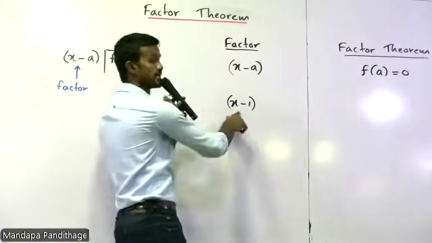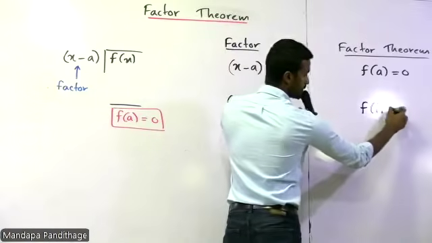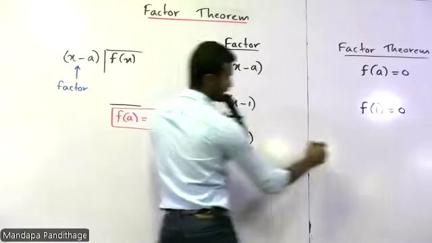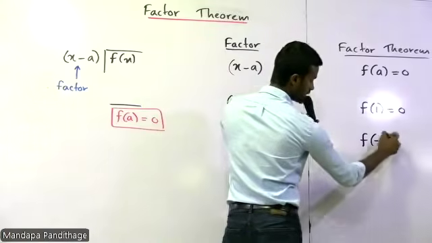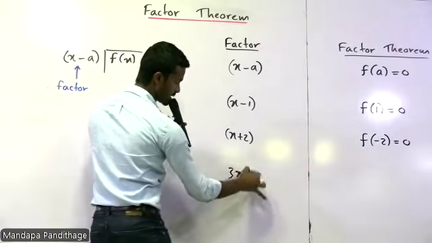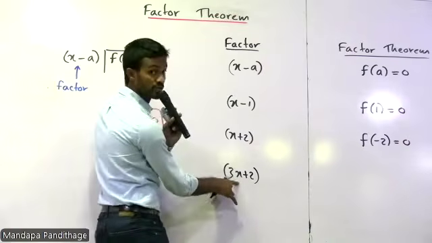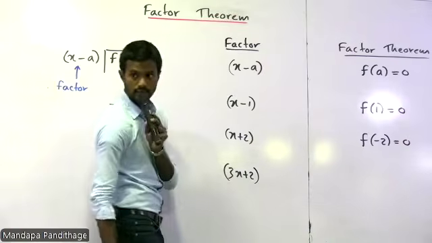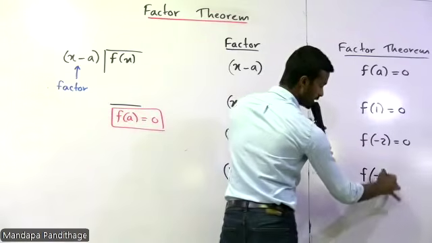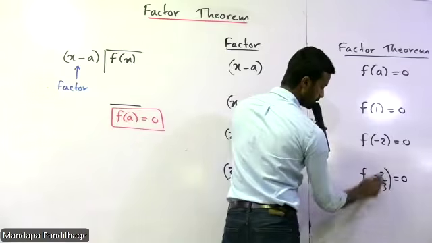If x minus 1 is a factor, what does the factor theorem say? f(1) equals 0. x plus 2 is a factor: f(minus 2) equals 0. Let's take another example. 3x plus 2 is a factor. This becomes 0 at what point? Minus 2 over 3. So what does the factor theorem say? f(minus 2 over 3) is equal to 0.